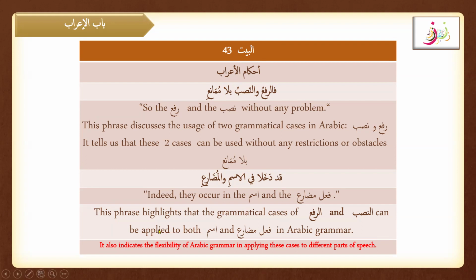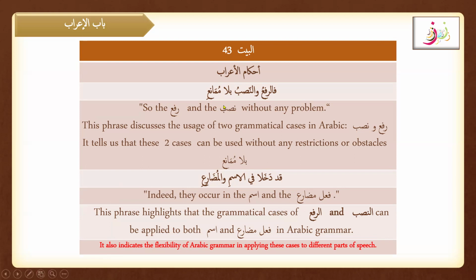So this phrase highlights that the grammatical cases of the rafa and nasab can be applied to both ism and fi'l mudari. That means the rafa and nasab, both states, can be found in the ism and the fi'l. It also indicates the flexibility of the Arabic language and its grammar in applying these cases to different parts of speech. They can be the verb, they can be the noun.